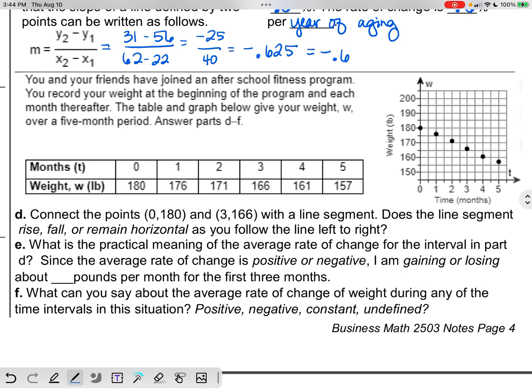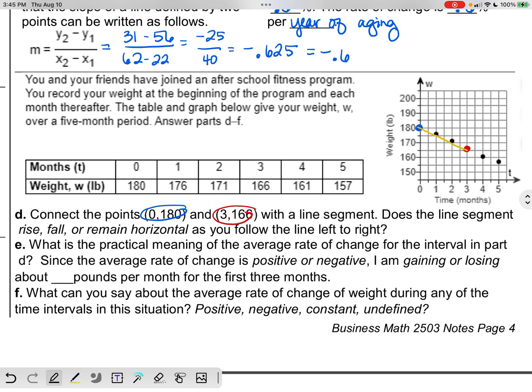You and your friends have joined an after-school fitness program. You record your weight at the beginning of the program, and each month thereafter, the table and the graph below give your weight W after a 5-month period. Answer parts D through F. All right. Connect the points 0, 180. Let me color code for you. 0, 180 is chilling right here. 3 with 166 is chilling right here. So if we connect the lovely dots, it'll look like this.